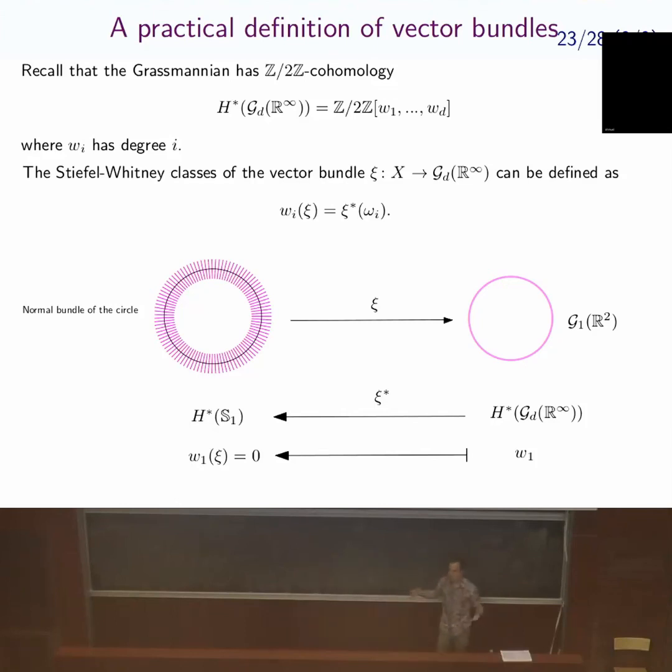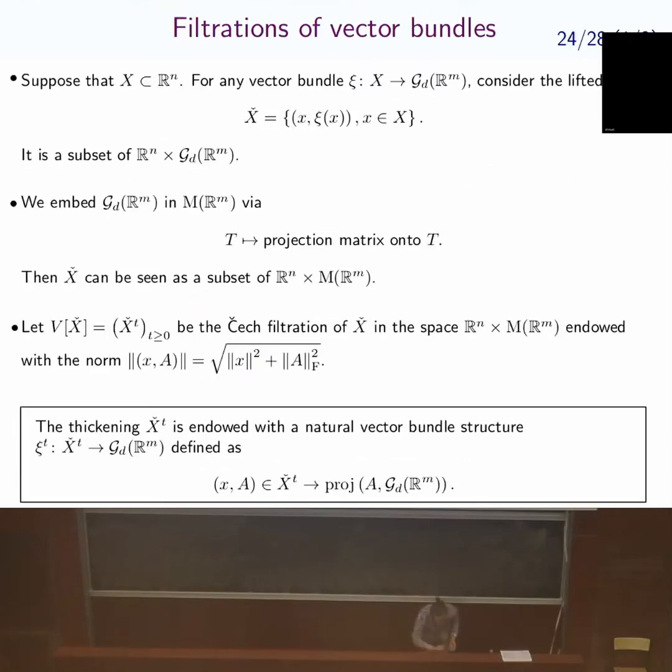Okay, so let's adopt a persistent point of view on that. Let's say X is any subset of R^n endowed with a vector bundle structure. So I have a map ξ from X to the Grassmannian over R^m. And I will do the same construction as before. I will consider the lifted manifold, here the lifted space. I consider X check to be the set of pairs, a Euclidean point and a vector space. So this is a subset of R^n times the Grassmannian.